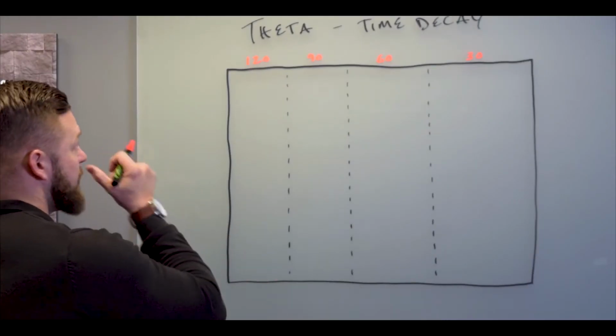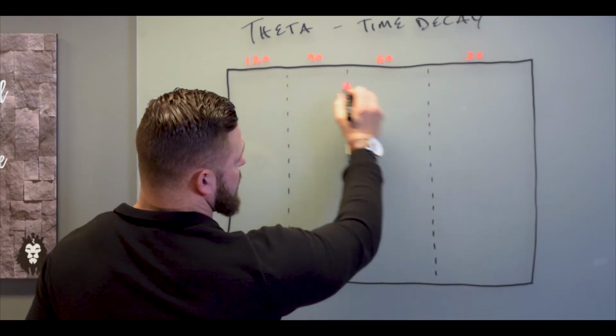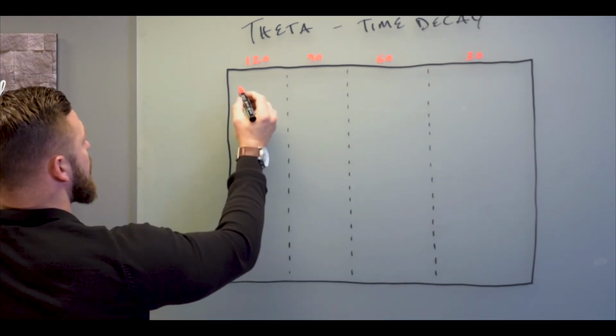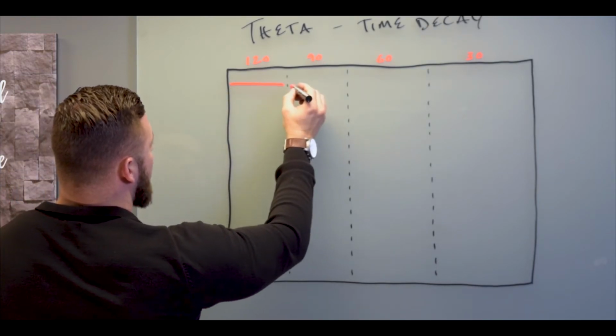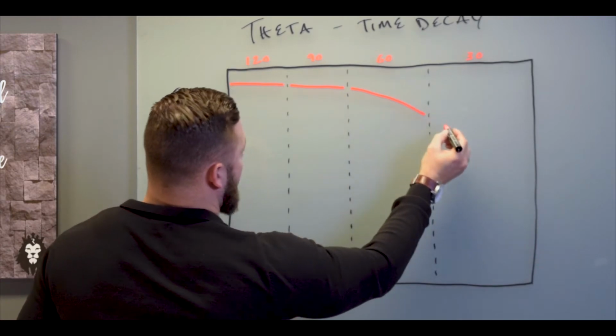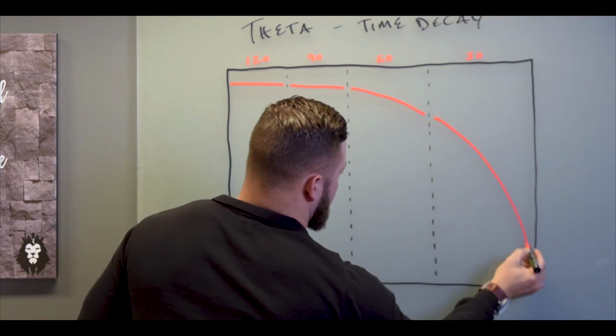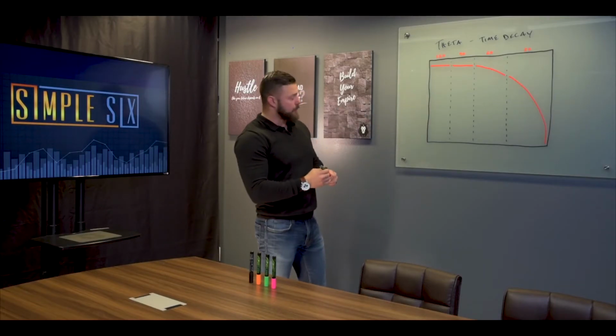So time decay is interesting. This is really the chart that's going to go across, and we're going to see a slope here, and I'll explain what happens during that slope. So this is the rate of decay.